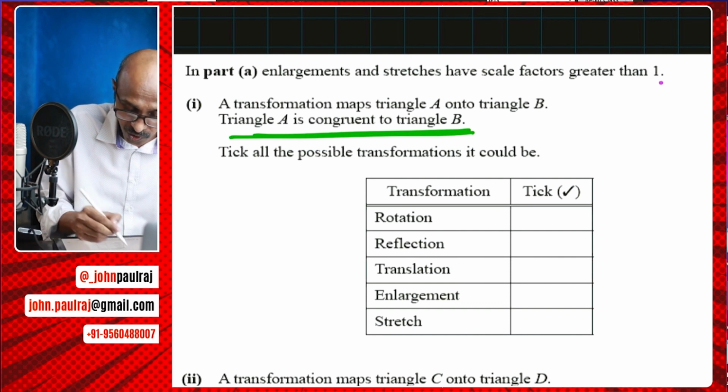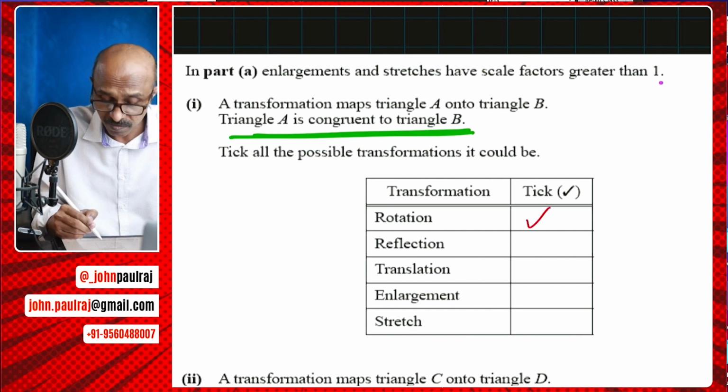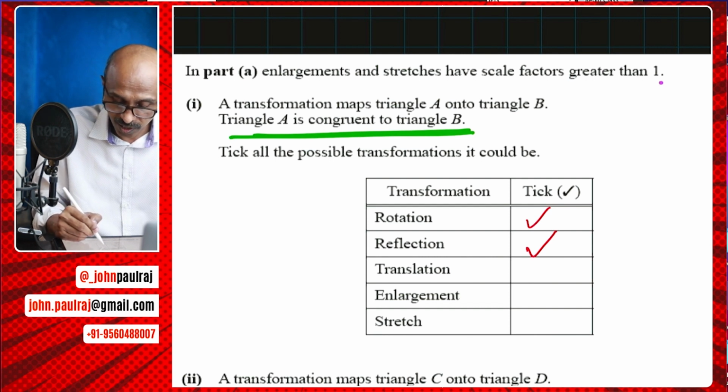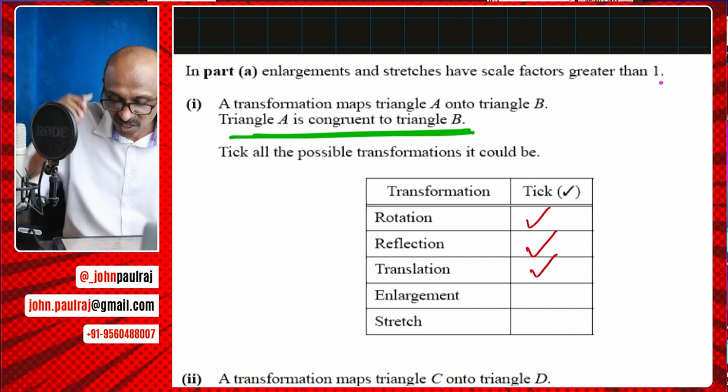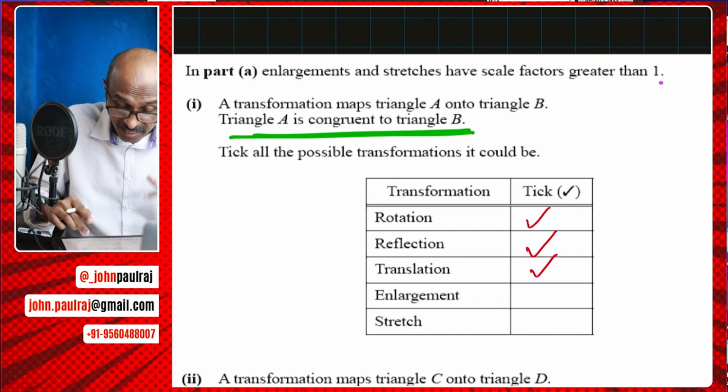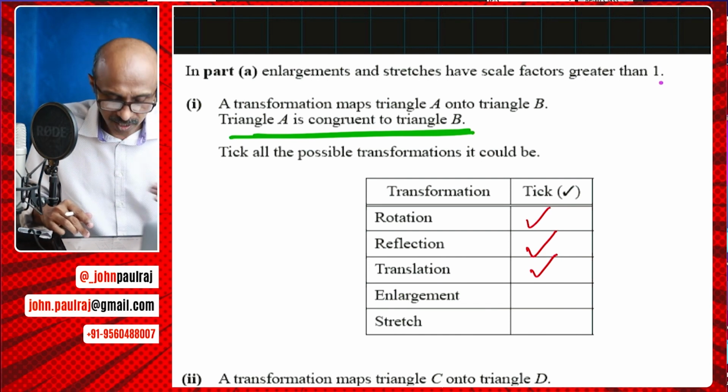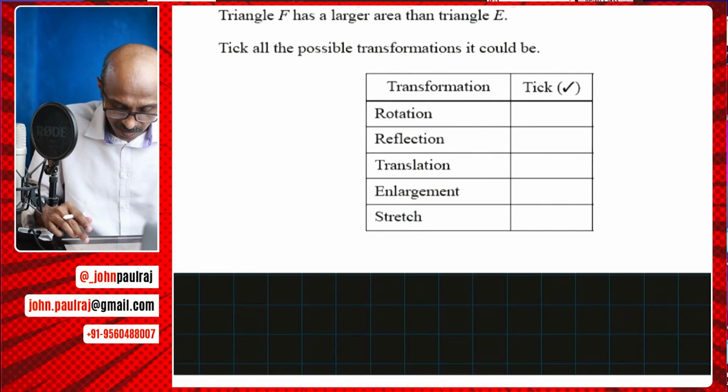So it could be rotation. You can check that. It could be a reflection. It could be a translation because there's no enlargement, stretch and all. The only things that it can't be are these. So you're just doing a tick, no cross. So I just wanted to show, it's simple, but I just wanted to show the different kinds of questions that are possible.